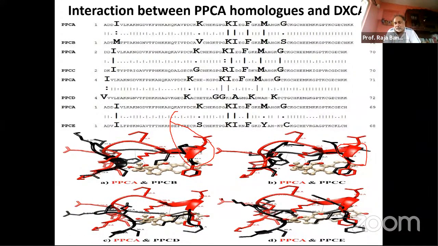That means the secondary structure plays an important role in the function. So what I am going to tell you is that the sequence gives you a structure, and the structure gives you the function. In a nutshell, we can see that PPCA, which is interacting with DXCA, is sequentially a little bit different from its other homologs. At least you find only one sequence is different here, G2S is the only difference. Others are the same, and K2V is different, so it is not interacting.